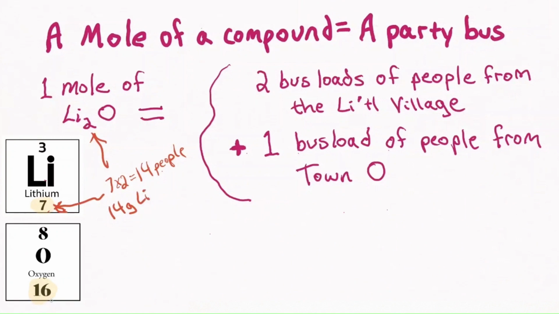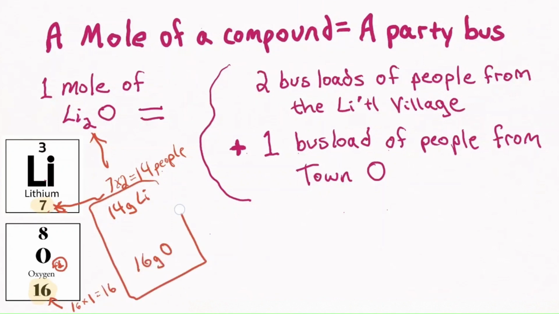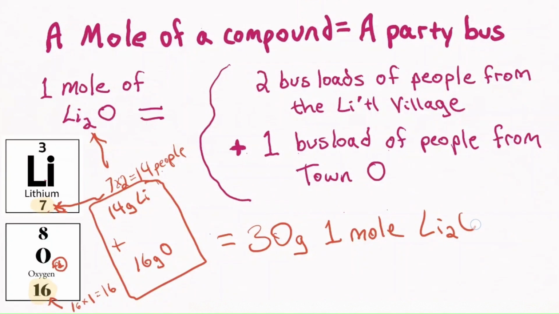And then when we go to oxygen, oxygen has 16 grams a mole, because remember there's an invisible 1 there. So 16 times 1 is 16, so 16 grams of oxygen. So 14 grams of lithium and 16 grams of oxygen for lithium oxide. That's a total of 30, right? 14 plus 16 is 30. So it's going to be a total of 30 grams of either lithium or oxygen, just a mix of it. 30 grams is a mole, 1 mole of lithium oxide.